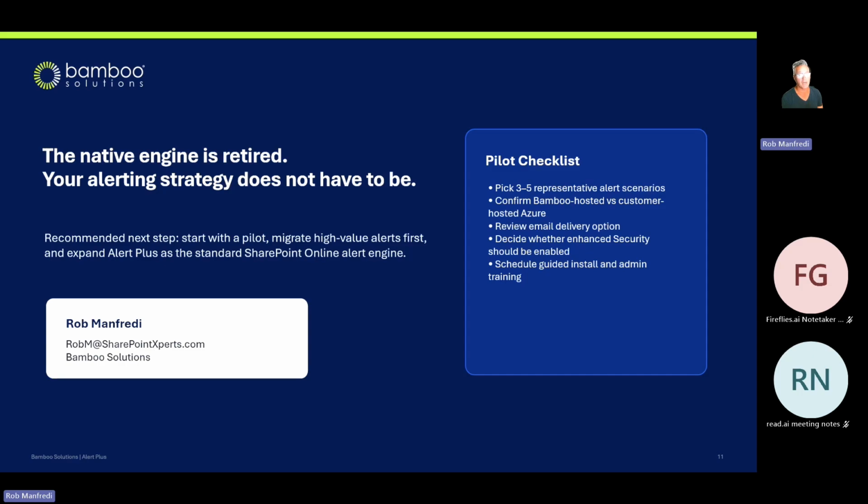Recommended next steps: you can start a pilot. We can migrate your high value alerts from SharePoint alerts if they have not been deleted yet. And then we can expand Alert Plus as the standard SharePoint Online alert engine. So with that, let's jump over to a quick walkthrough of the website. Let me get things ready and we'll bring them right over. Obviously, there are no questions because you are all AIs on here today.